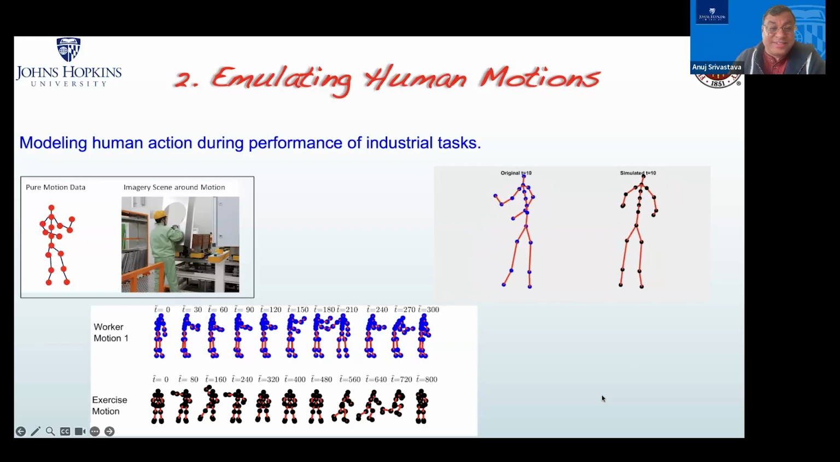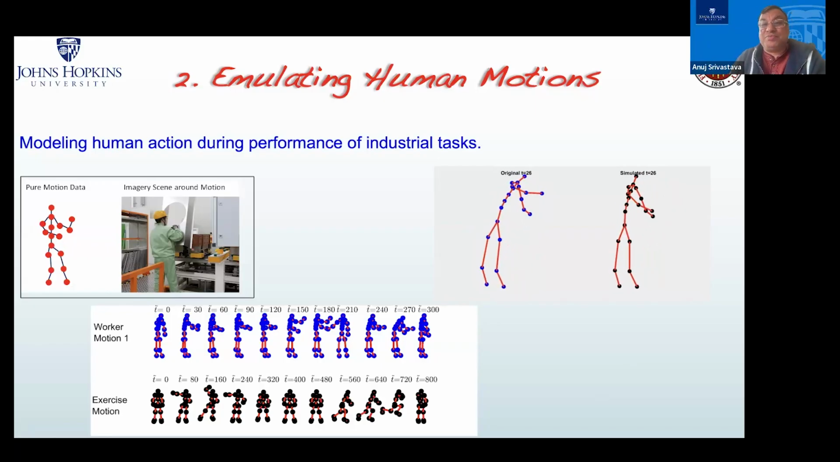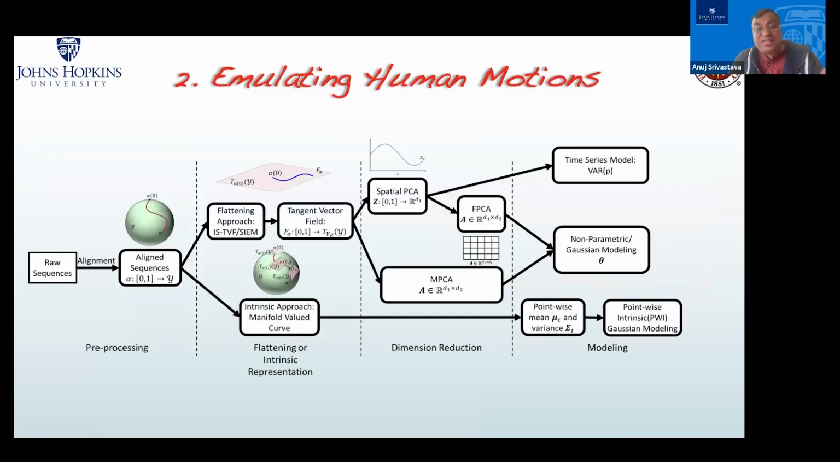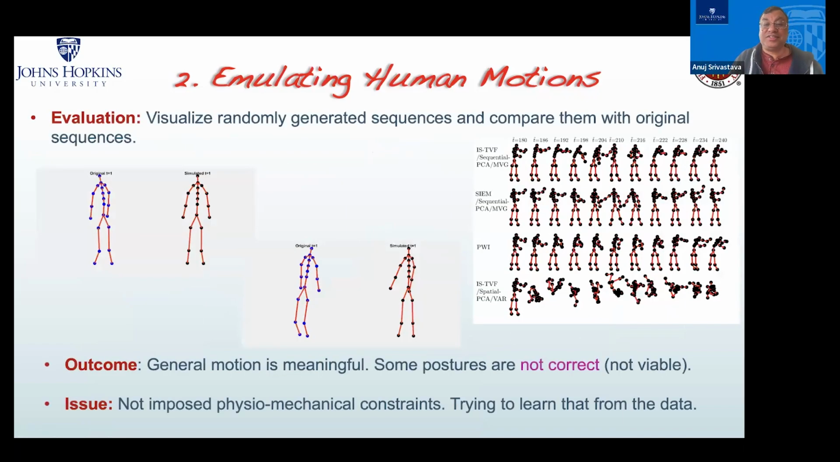And of course, in statistics, when you have small data, you go to parametric models. So we developed this sort of pipeline again: synchronize the sequences, flatten them, do the spatial and temporal PCA, and impose Gaussian models on these reduced representations. And we were able to get some kind of half decent simulations. That's where we are currently.